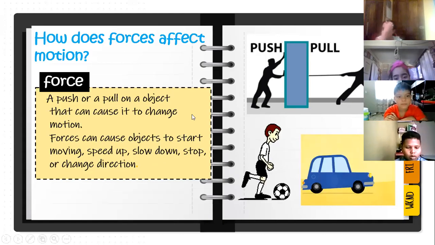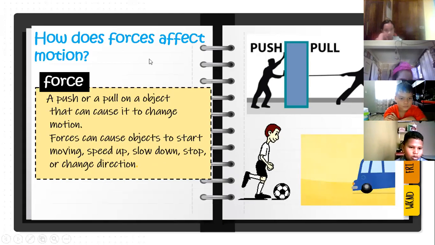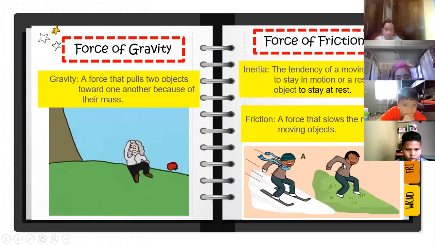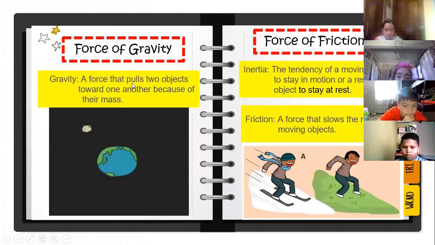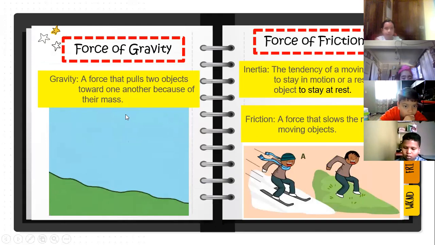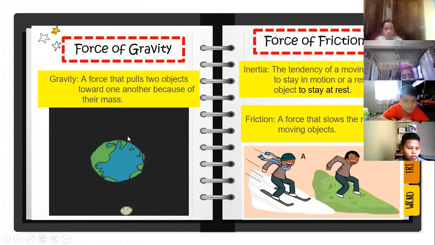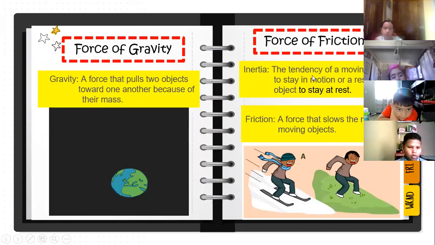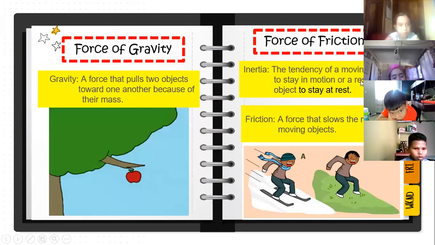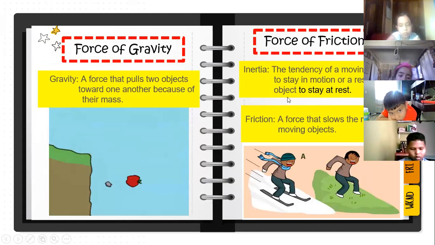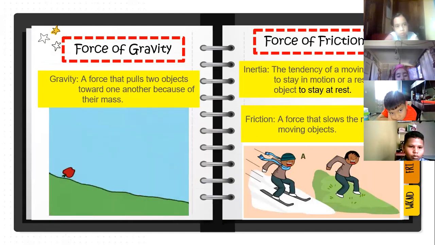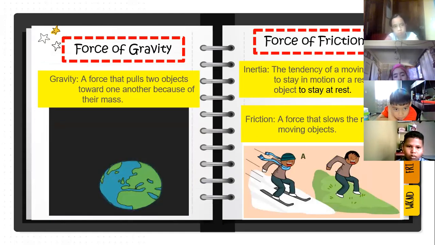So, as I said before, push or pull is force. That's force. Gravity is a force that pulls two objects toward one another because of their mass. Then there are forces of friction and inertia, the tendency of a moving object to stay in motion, or a resting object to stay at rest. I have here close to me the notebook, as simple as this.